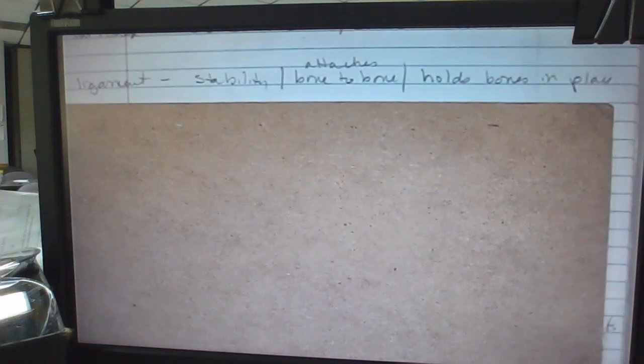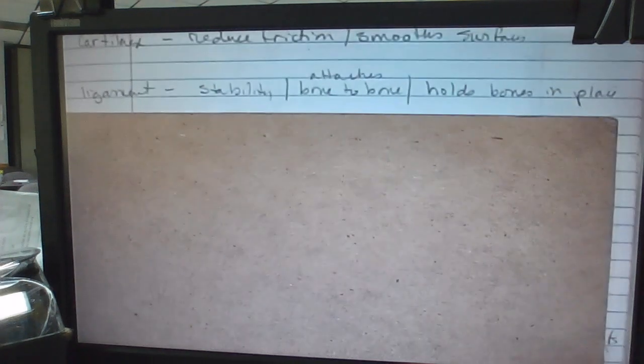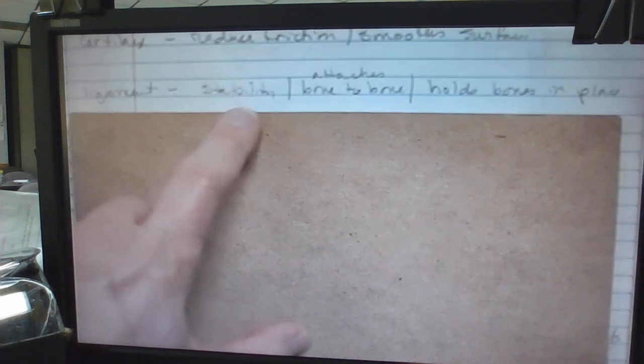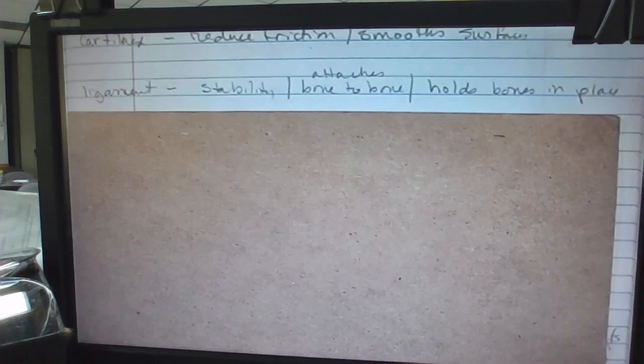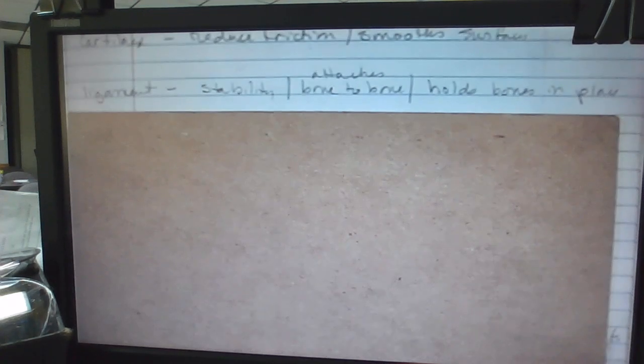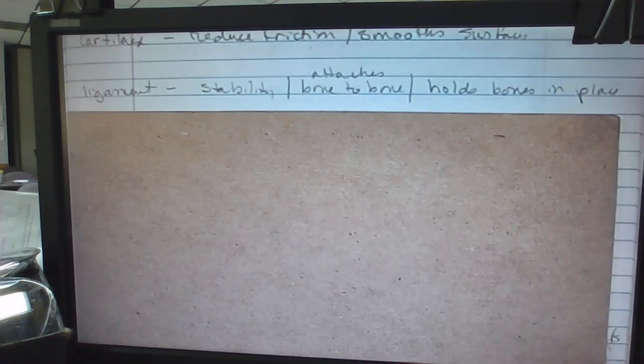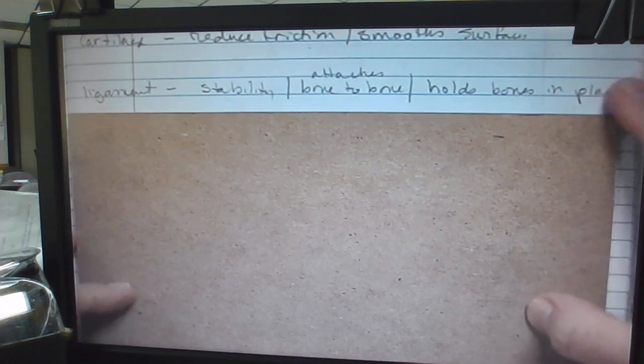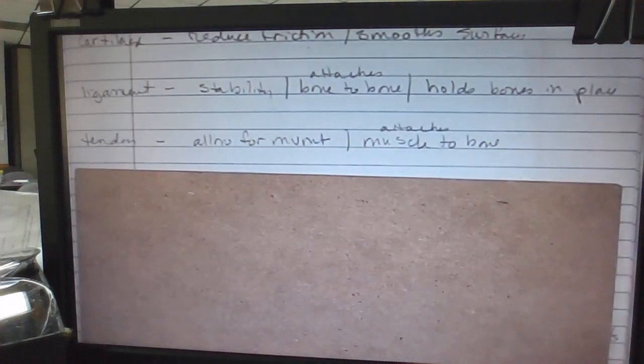A ligament attaches bone to bone. The purpose of a ligament is for stability. It attaches bone to bone and helps to hold bones in place. The function of the ligament is to help with stability, to stabilize the bones. So a ligament goes from bone to bone, and ligaments help to hold the bones in place.